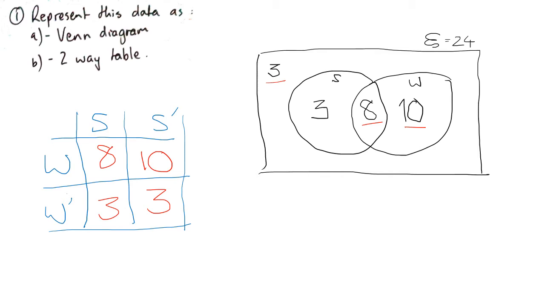Now the last thing we want to do with our two-way table is just check that everything adds up, and also get some subtotals that are useful. So we've got 18 who are in set W, which means we've got 6 who are not in set W. We've got 11 who are in set S, 13 who are not in set S, and we've got 24 who are in the universal set. So that's our two-way table, and this information will come in handy later on when we're doing our probabilities.